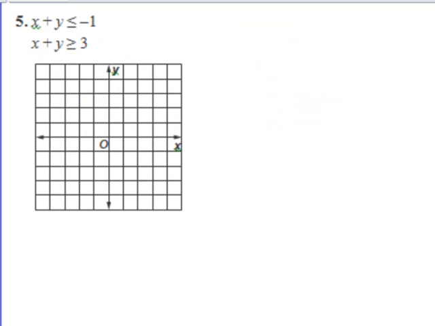Here's one more example. What I want you to do is try this one on your own. So you're going to pause here and then come back and check your answer. They are not solved for y, which they have to be for you to graph, so you need to solve for y first before you can graph both of these. So pause now and then come back and check.